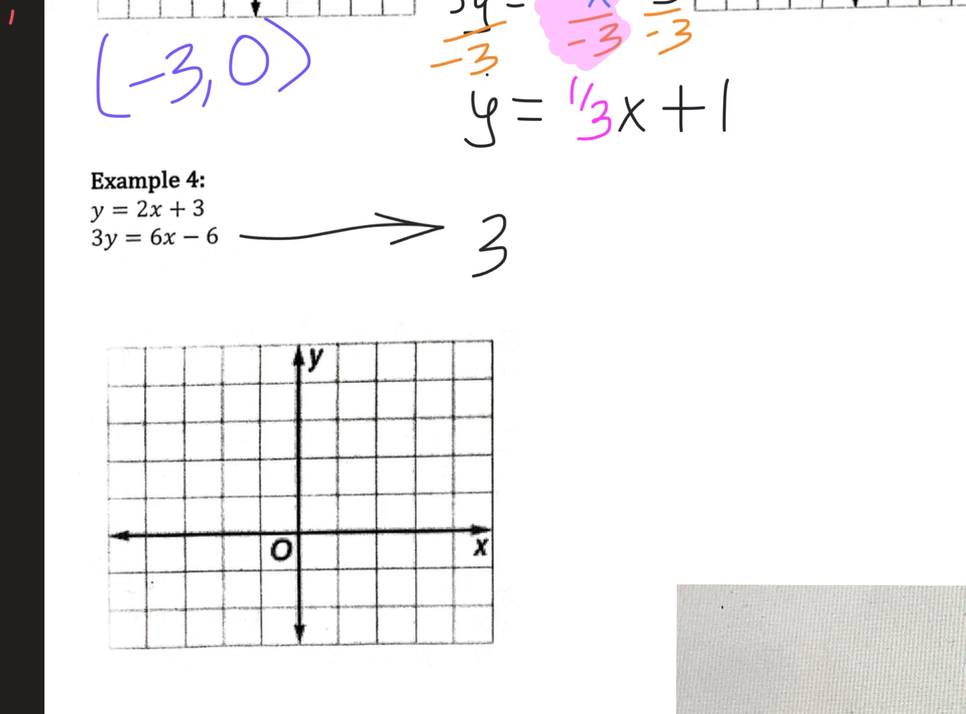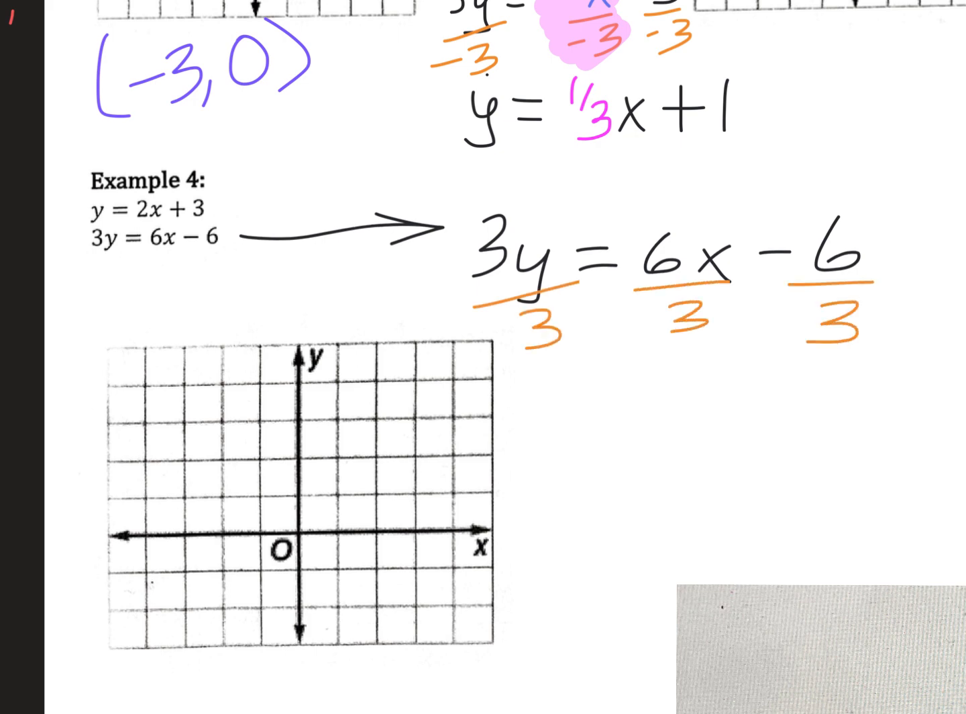Now, converting the second one isn't too terrible because there's only one step for this one, because you just have to divide everything by 3. The x actually already happens to be on the correct side. So y equals, what's my slope if I do 6 divided by 3? So 2, yep. 2x minus 2. So what do you notice this time about the 2 equations?